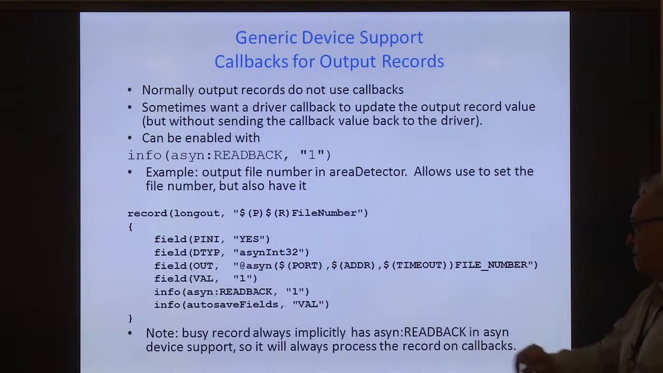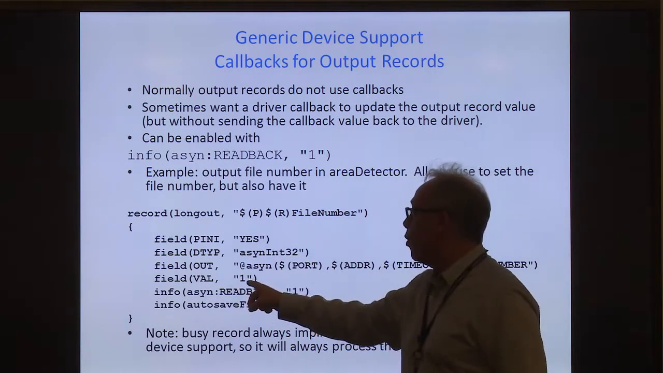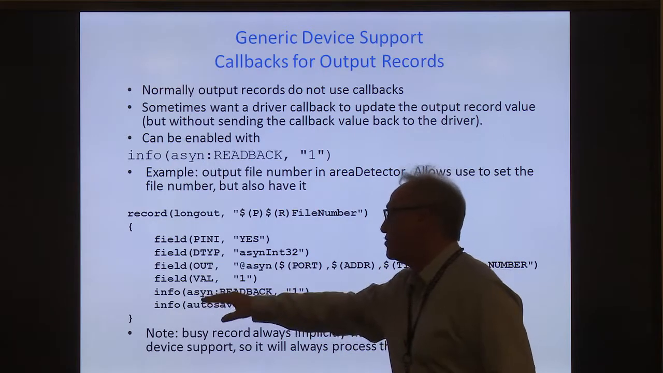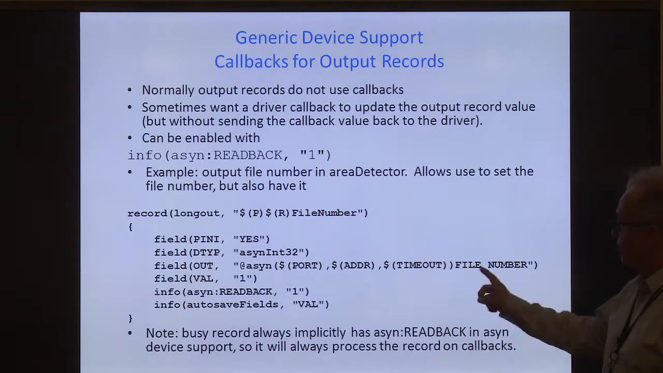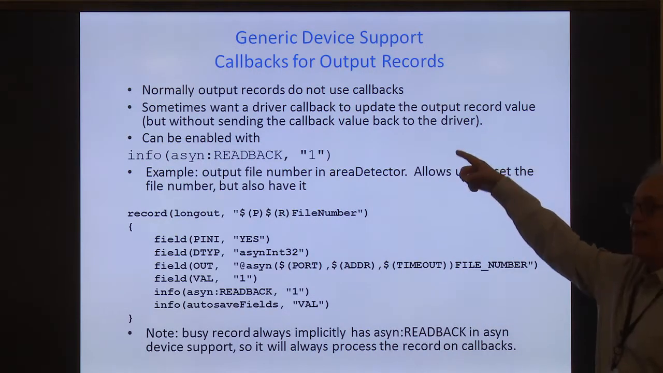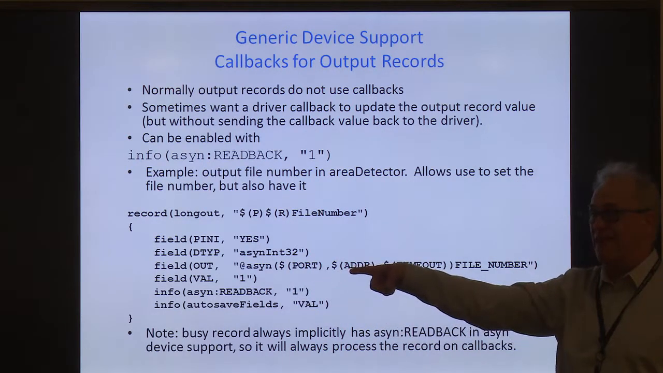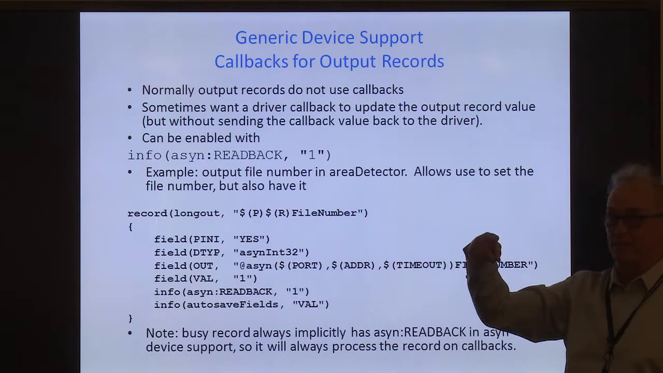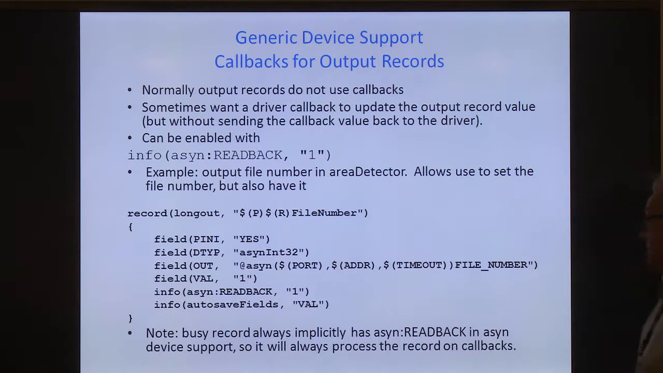And the busy record implicitly has this asyn readback 1 in it. You don't have to do this. It's always done, because whenever the driver does a callback, you want the busy record to process. The important thing is that when the output records process due to this callback, they have to know that they're being processed due to a callback, so they don't write the value back to the driver again. When the record processes because of the callback, it needs to know, hey, this was a callback. I'm not going to call the driver again. Anyway, so that's something to know about.